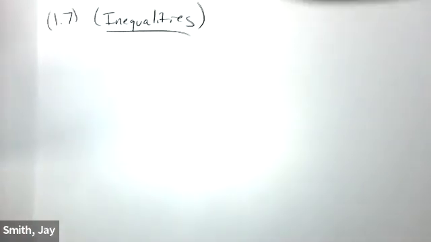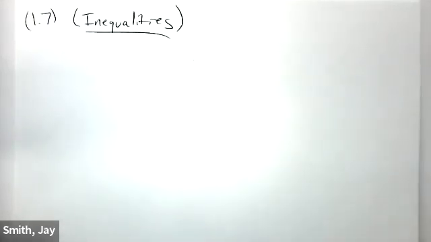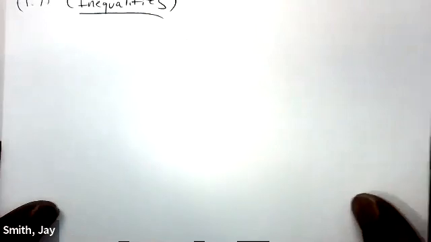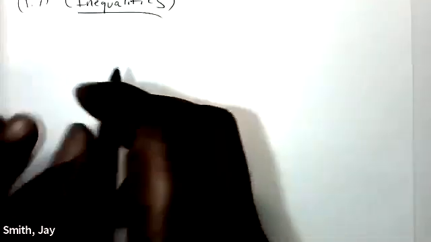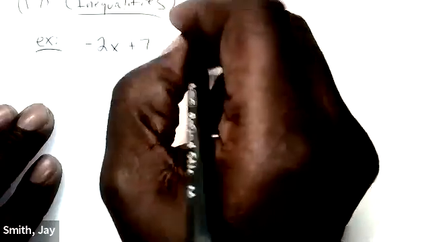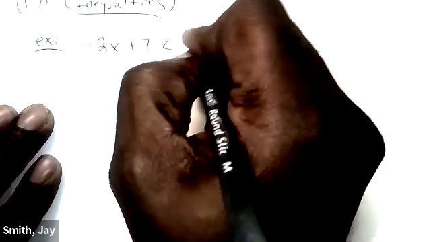And I'm just going to go over the type of problems you're going to see in the homework attached to the Blackboard class that I created. So the first type of problem will be a linear inequality. So if we're given the inequality negative 2x plus 7 is less than negative 5.